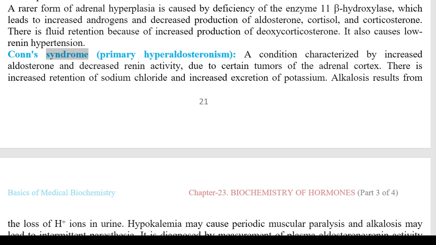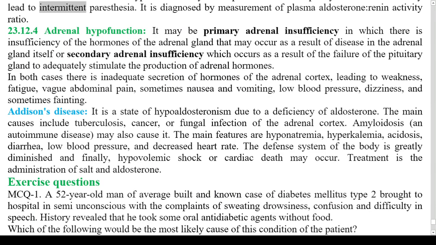Conn's syndrome, primary hyperaldosteronism, a condition characterized by increased aldosterone and decreased renin activity, due to certain tumors of the adrenal cortex. There is increased retention of sodium chloride and increased excretion of potassium. Alkalosis results from the loss of H+ ions in urine. Hypokalemia may cause periodic muscular paralysis, and alkalosis may lead to intermittent paresthesia. It is diagnosed by measurement of plasma aldosterone-renin activity ratio.